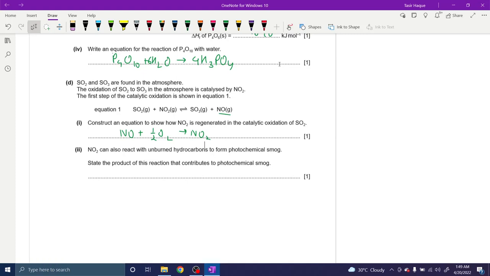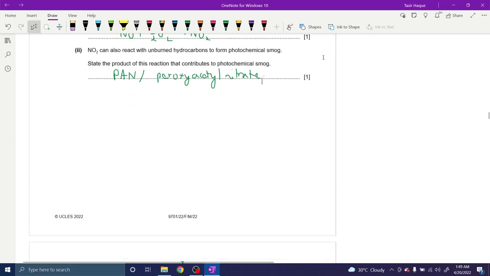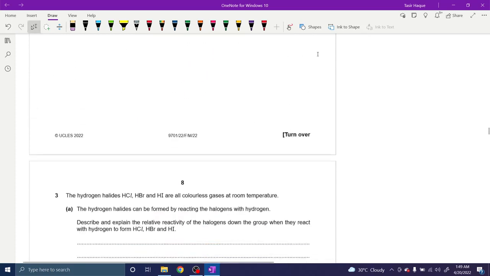State the product of this reaction that contributes to photochemical smog. The reaction between nitrogen oxides and unburned hydrocarbons, right? It's PAN, or peroxyacetyl nitrate. New addition to the 2022 syllabus. This was interesting.